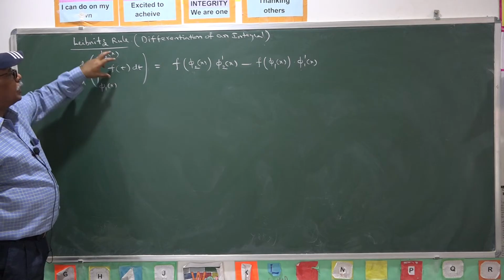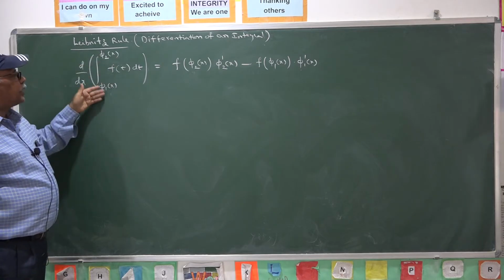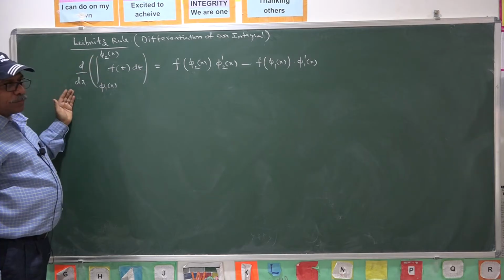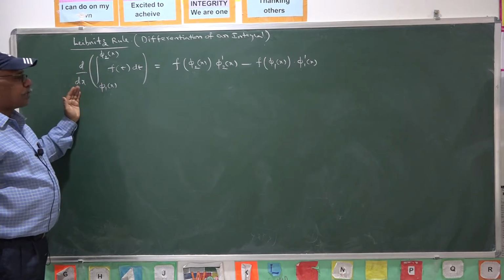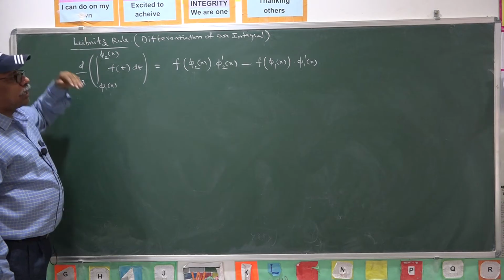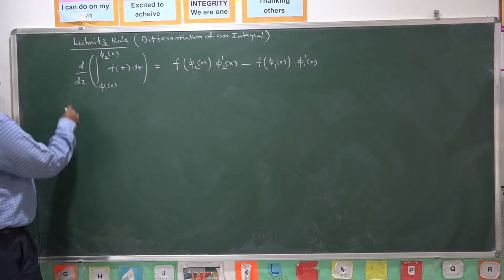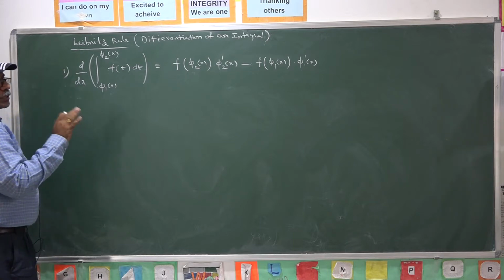Once the integral is given in this form, where the limits of the integral are functions of x, and you have to find the derivative of that integral with respect to x, you have to go through this Leibniz rule. This is our Leibniz rule. No need of proof for this Leibniz rule, but applications are important.